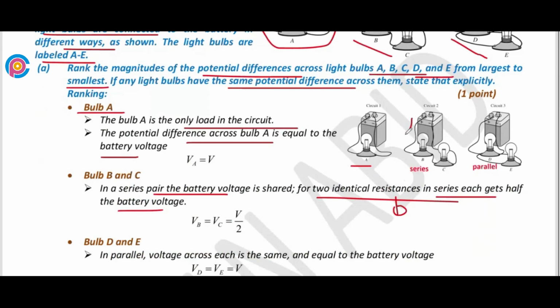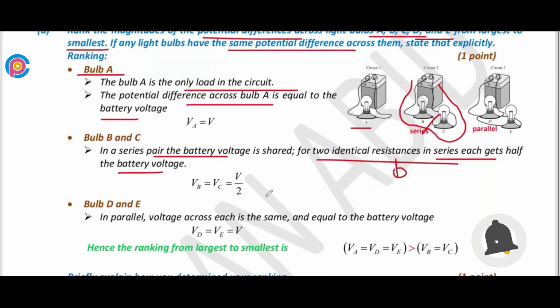It means when the energy starts moving, some energy is used here, the remaining energy is used here, then it returns. So the energy is shared between the two identical resistors. Half is used by B and half is used by C. Okay. So each bulb gets half of the battery voltage.